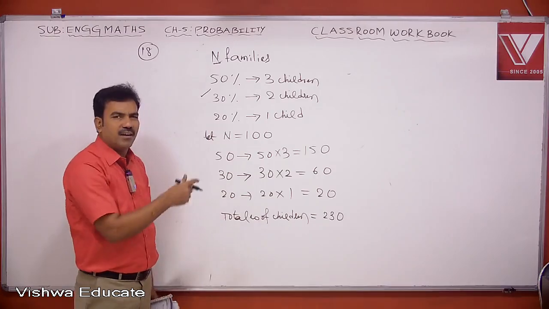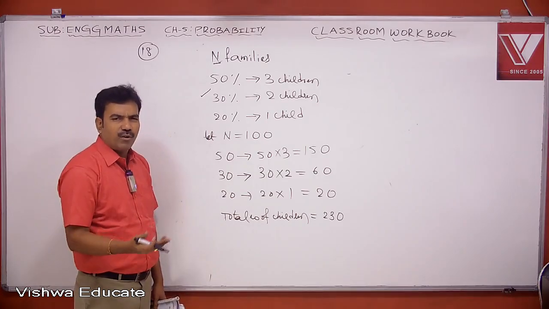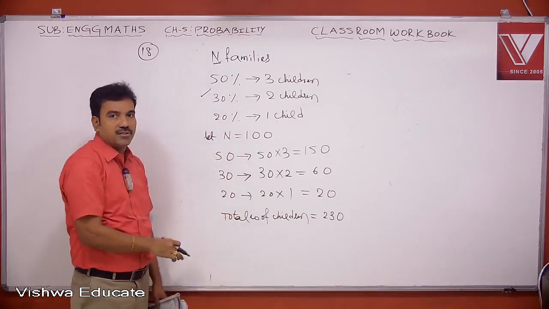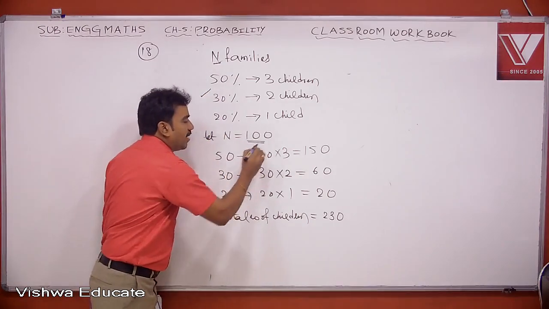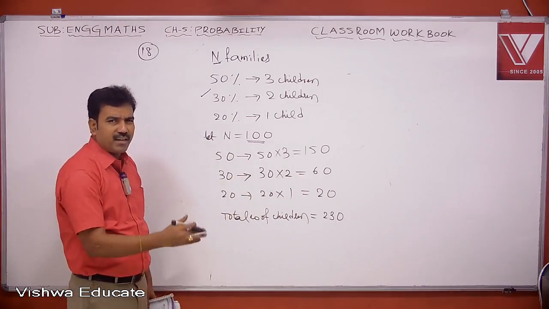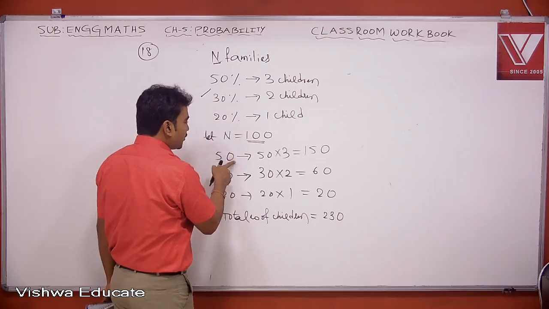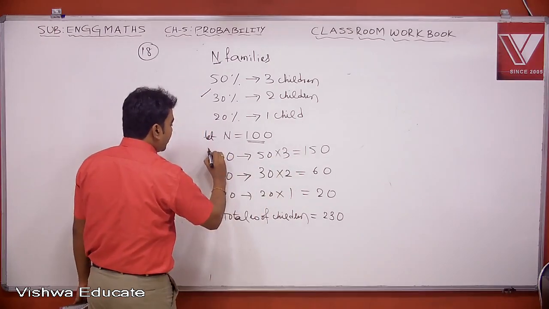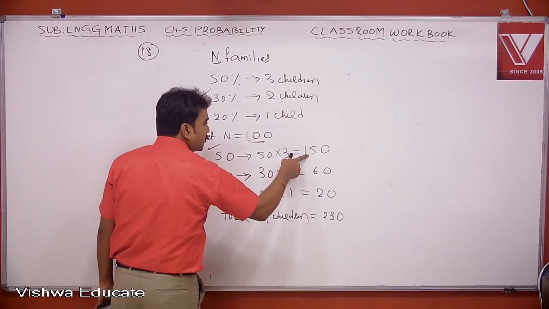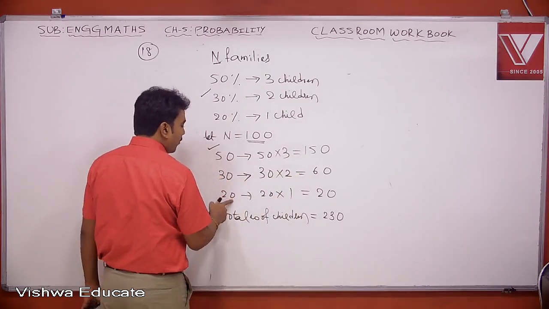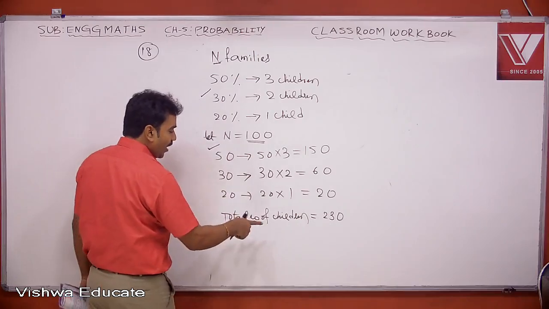If I take n value 100, you could also take n value 10, 4, anything, but the distribution must be 50%, 30%, 20%. If I take n value 100, my job will be very simple. So 50% families have 3 children, therefore 50 families have 150 children. 30 families have 60 children. And the remaining 20 families have 20 children. So the total number of children is 230.